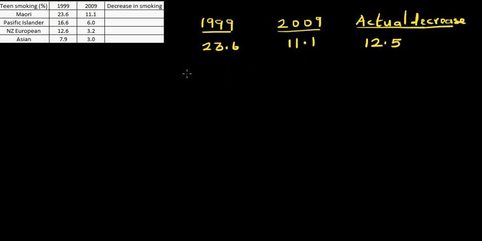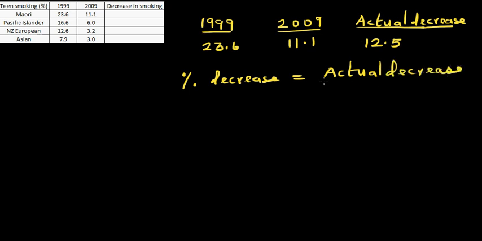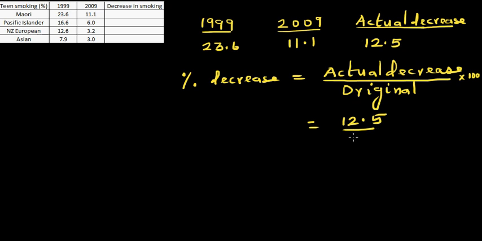So the percentage decrease, this is the formula. Percentage decrease is the actual decrease divided by the original. Some people like formulas, personally I don't like formulas, times it by 100. So this is 12.5 divided by 23.6 times 100. Again, let's get the calculator out.